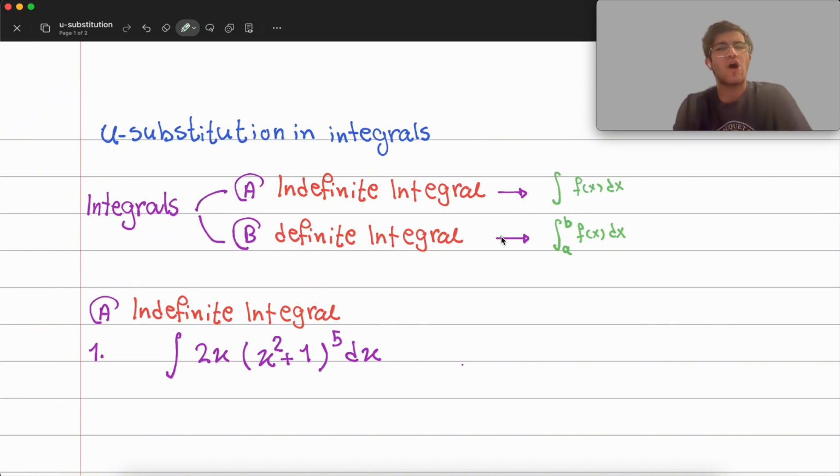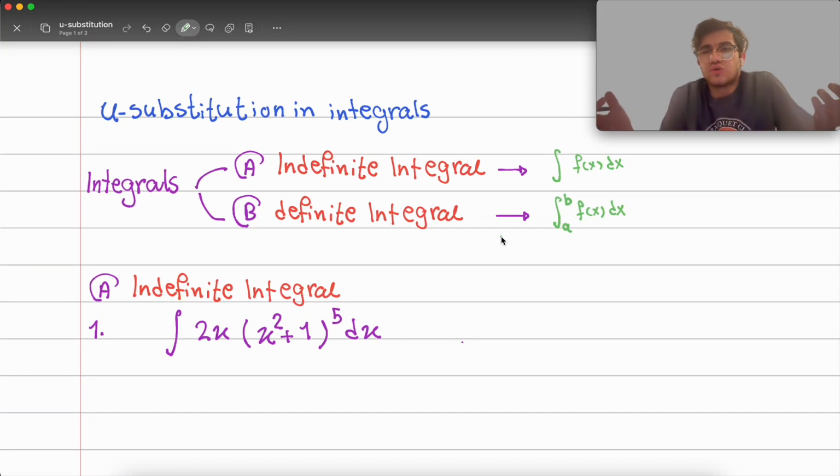So let's now try to understand what u-substitution means. U-substitution means that if you see some complicated expressions in an integral, try to replace them with the letter u and make the process of integration easier for you.